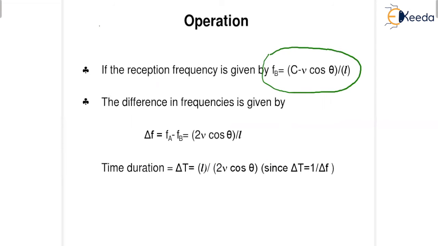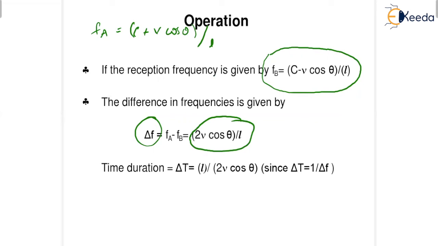What is fA? You are getting fA equal to (C plus V cos theta) divided by L. Here it is a minus. Then the difference in the frequency is 2V cos theta by L. And frequency is the reciprocal of time, so you can reverse it, because f is 1 by T. Then you are getting this particular one, where I have mentioned the duration.